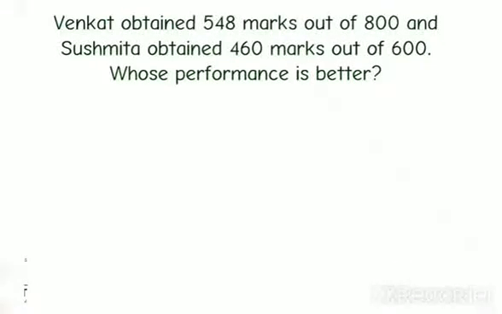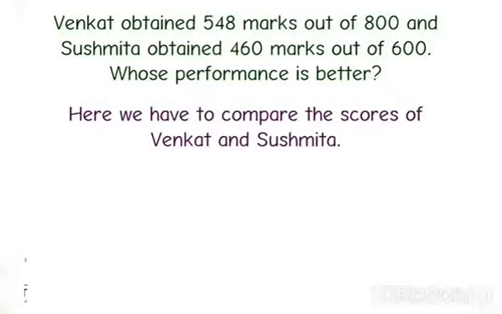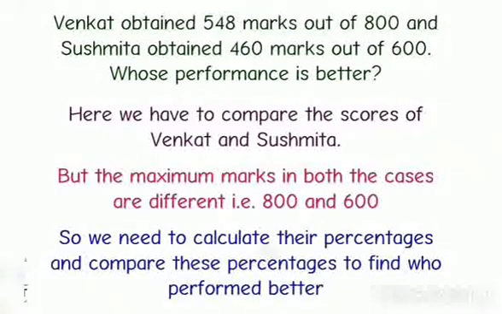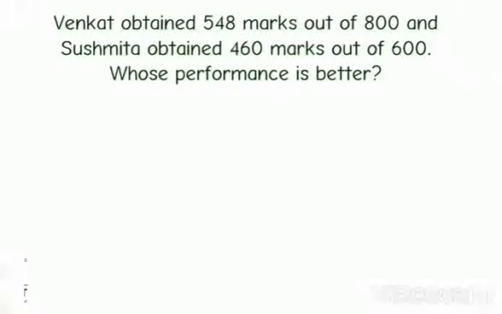Let's try one more example. Venkat obtained 548 marks out of 800 and Susmita obtained 460 marks out of 600. Whose performance is better? Here we have to compare the scores of Venkat and Susmita. But the maximum marks in both cases are different, children. Just see, that is 800 and 600. So we need to calculate their percentages and compare them to find out who performed better. So let's find out.